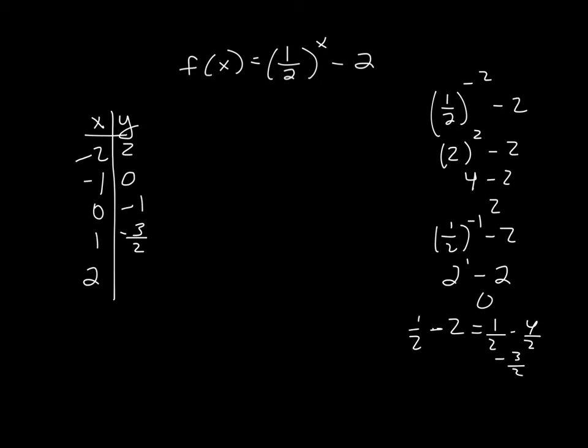And then the last one, I'm running out of room to do it, but it's 1/2 squared minus 2, which is 1/4. When you take a fraction and you square it, you're just multiplying 1/2 times 1/2, which is 1/4. 1/4 minus 2 is 1/4 minus 8/4, which is negative 7/4.